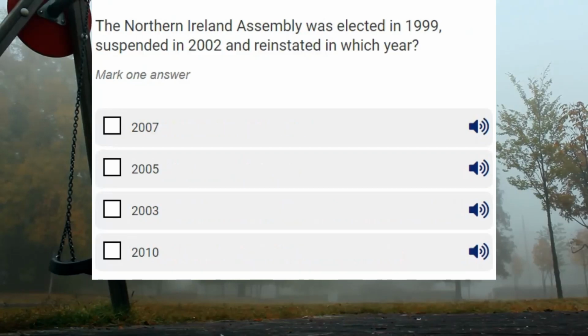The Northern Ireland Assembly was elected in 1999, suspended in 2002 and reinstated in which year? 2007, 2005, 2003, 2010. Correct answer: 2007.